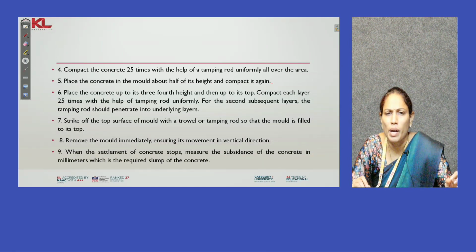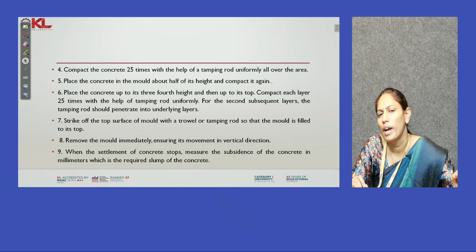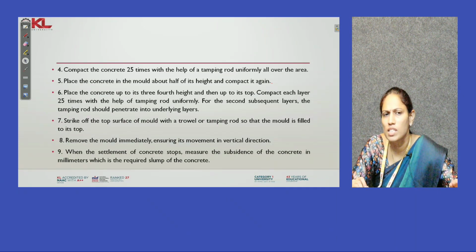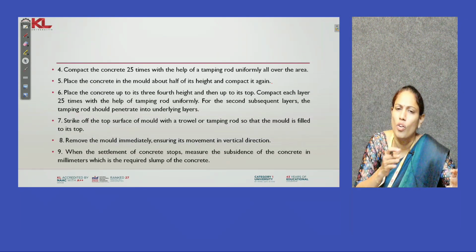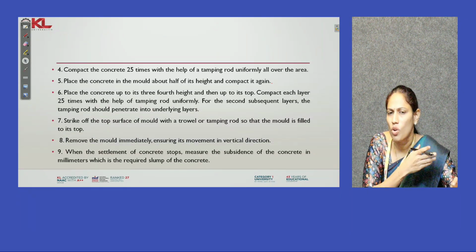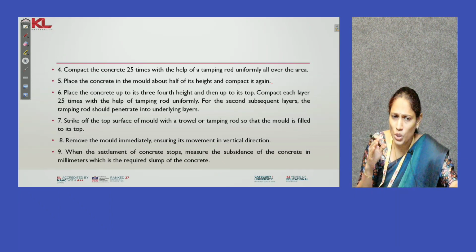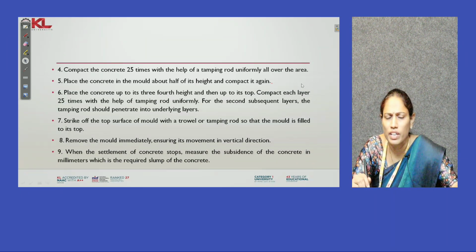Place the concrete in the mold to about half of its height and compact it again. Place the concrete to about the top of its height. Compact each layer 25 times. So layer by layer, compact uniformly, and in subsequent layers the tamping rod should penetrate the underlying layer. Then strike off the top surface with the trowel. By using the trowel we are going to remove the excess on the top surface and fill the top.